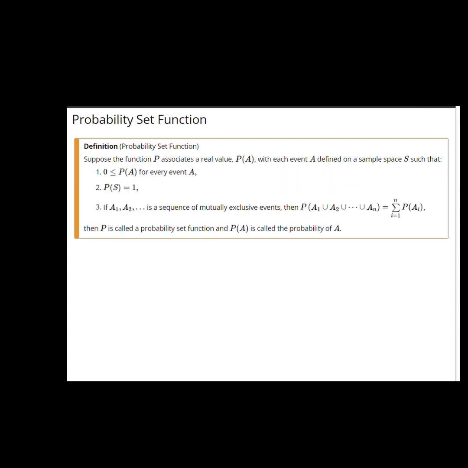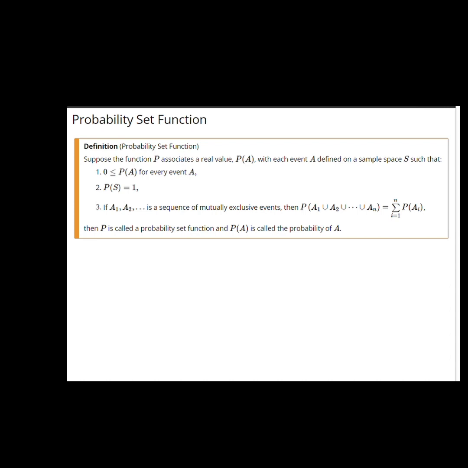A probability set function. Suppose we have some function P which operates on events and associates with an event A a real value, which I'll call P of A. We'll refer to this as a probability set function if it has the following three properties. First, the number associated with every event, P of A, is non-negative, greater than or equal to 0. And that's simply convention. Probabilities that are negative make no sense to us. Similarly, when I look at the sample space S, the set of all possible outcomes from an experiment, the probability of that is equal to 1.